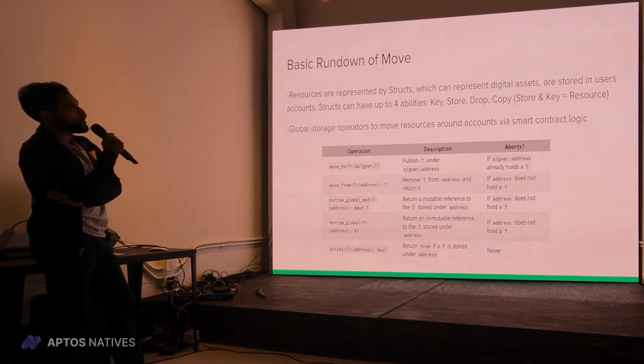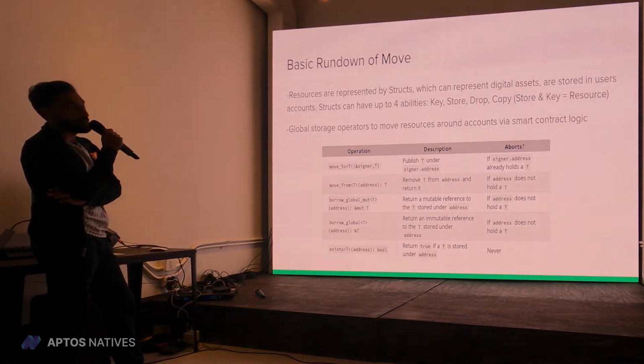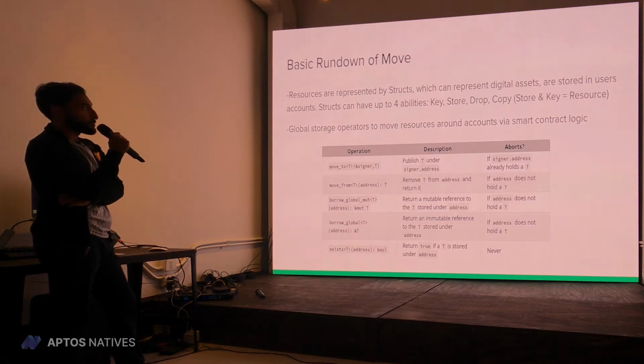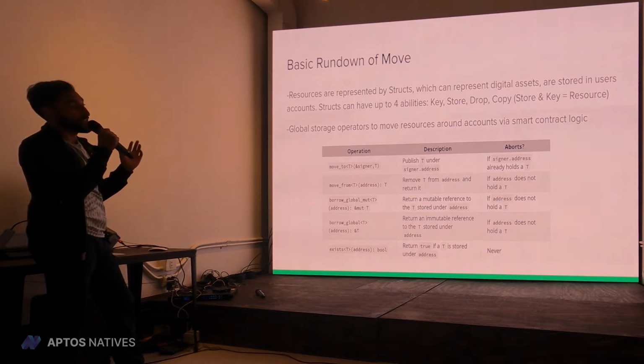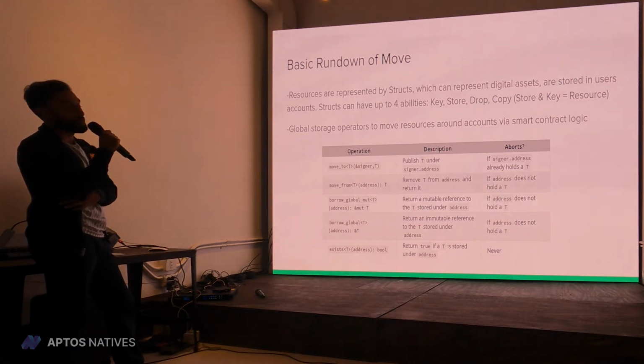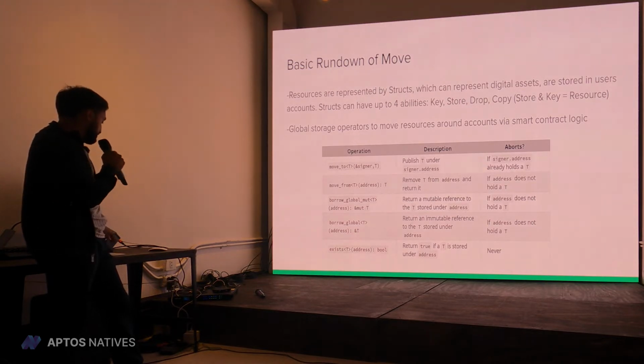Structs actually define the schema of what your resource is going to look like in global storage, and they can also have abilities. The formal definition of this is called linear typing of behavior. But long story short, if structs have abilities, this dictates whether they can be stored in global storage or not, whether you can duplicate them, whether you can drop them, and how they're going to act within the Move program.